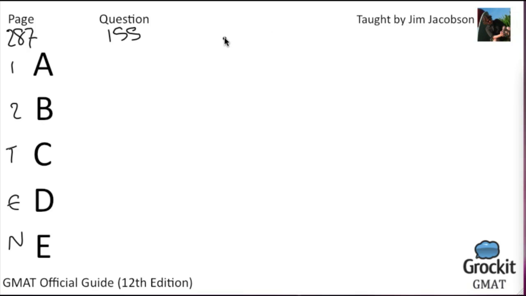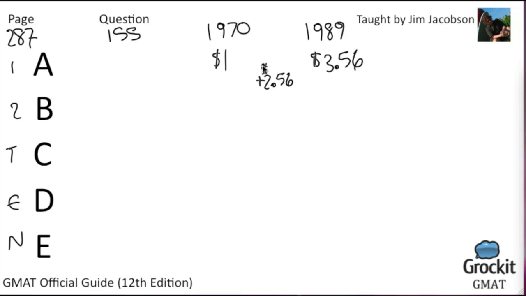So, we have 2 years. We have 1970 and 1989. Every dollar spent in 1970 was $3.56 in 1989, according to the inflation index. And of course, that's an average, but we find out that the Model K mixer increased exactly according to this inflation index. So that means, for every dollar spent in 1970, you spent an additional $2.56 in 1989.